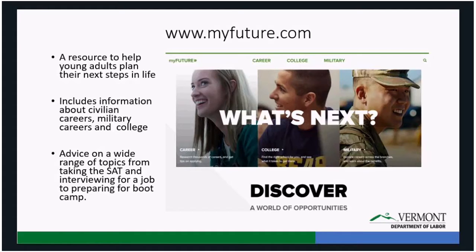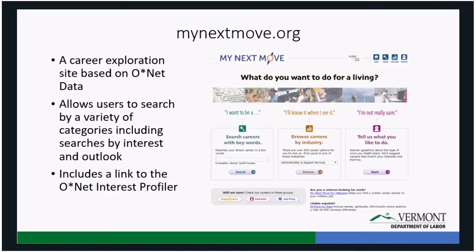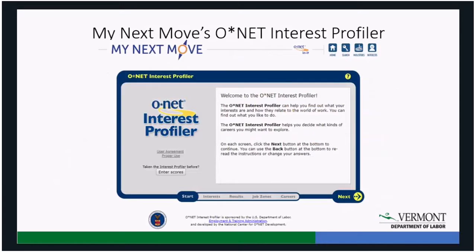In a similar vein, My Next Move allows users to search for a variety of occupations based on what their interests are. In this site, you can basically tell My Next Move, these are the things that I like, these are my hobbies, these are the things that bring me fulfillment, and it will help you find jobs that meet those. The interest profiler on My Next Move, which we'll look at in the next slide, does an analysis for you.